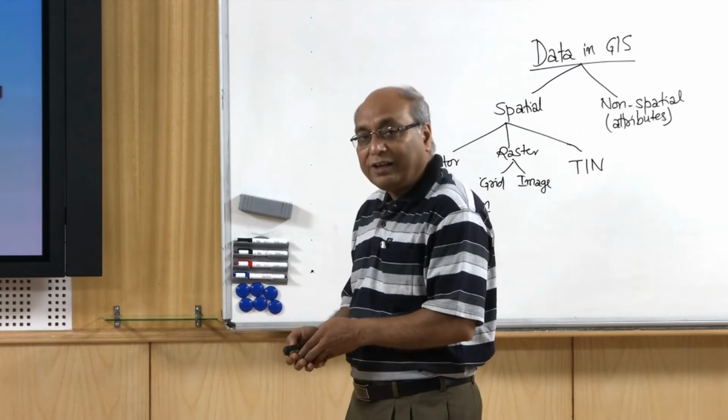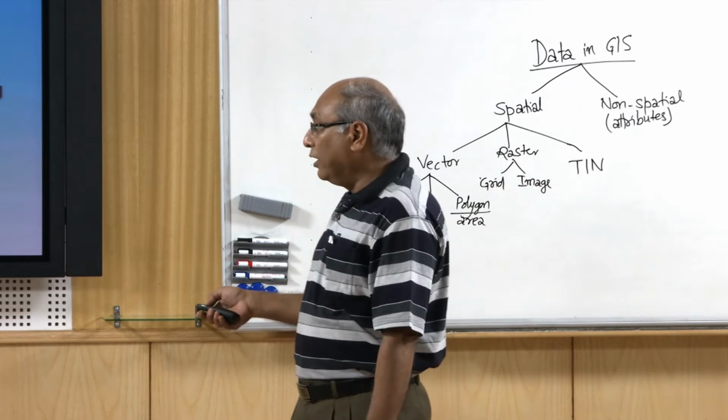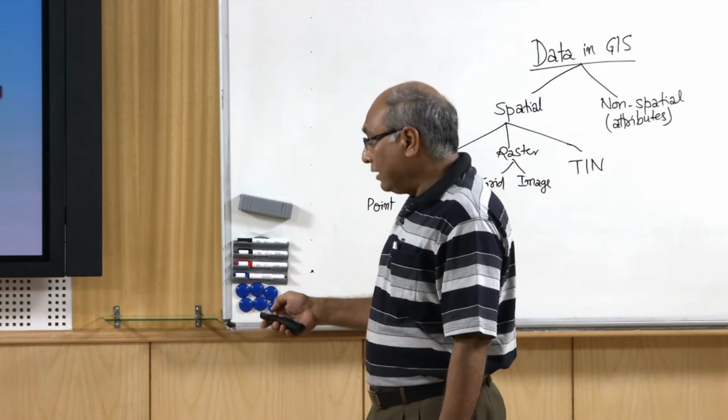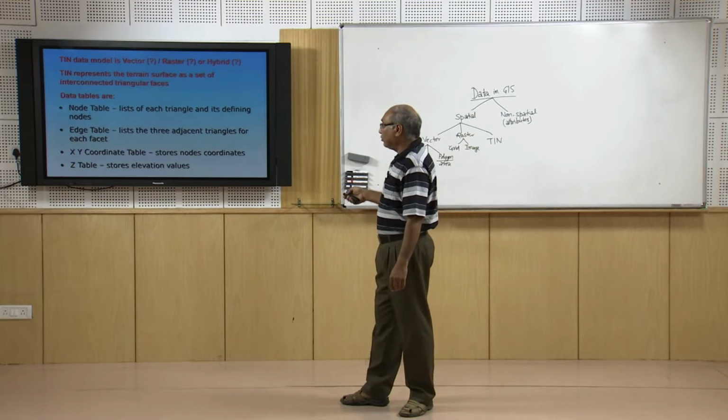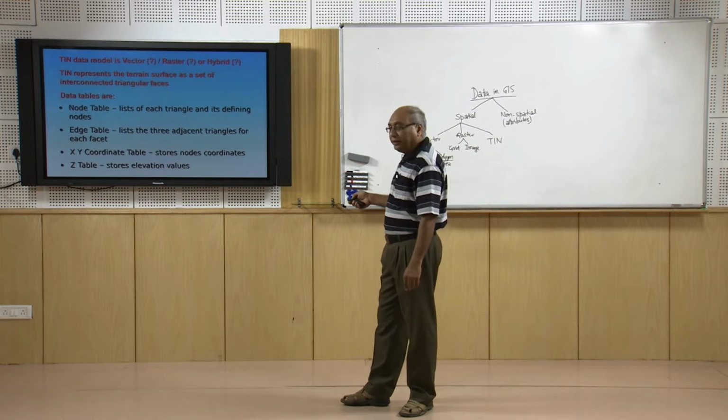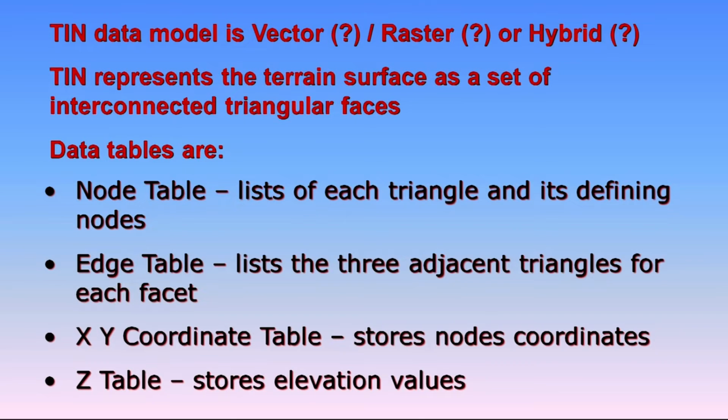4 tables are created for each tin. One table is called node table, which contains the list of each triangle and its defining nodes. We will see an example very soon. Then we have the edge table. Edge table lists the 3 adjacent triangles for each facet. The neighborhood operation, as also discussed in the previous class, has to be kept in the system.